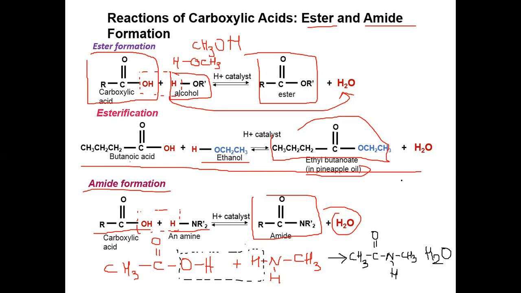Doctor, do we always take OH from the amino acid? This is not an amino acid, this is a carboxylic acid. Yes, you always take OH from the carboxylic acid. The same thing with alcohol: you take OH from the carboxylic acid and H from the alcohol and make water. Yes, and in this case you make an amide, in the other case you make an ester. Okay.